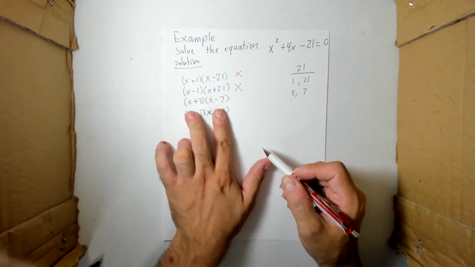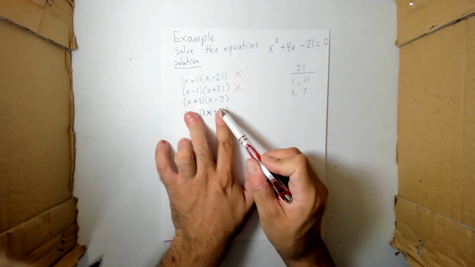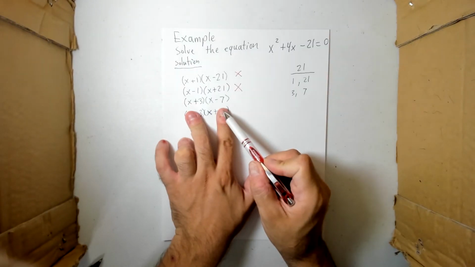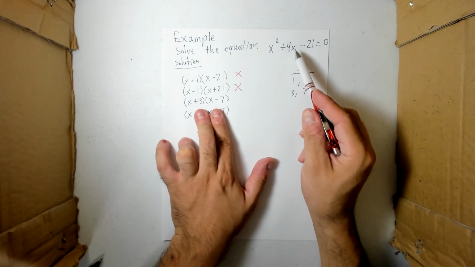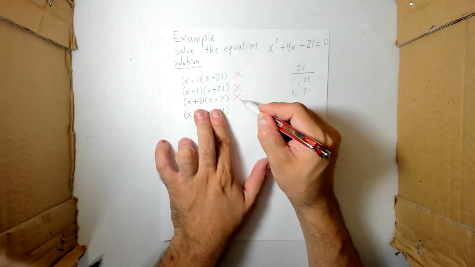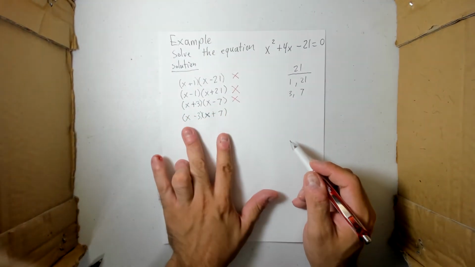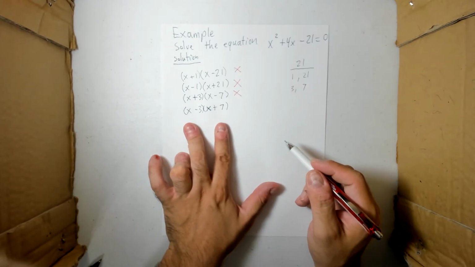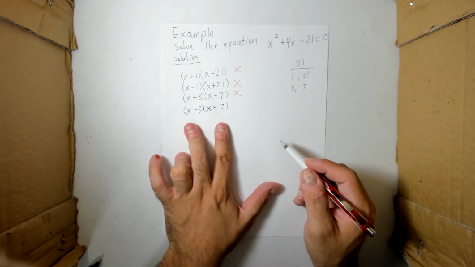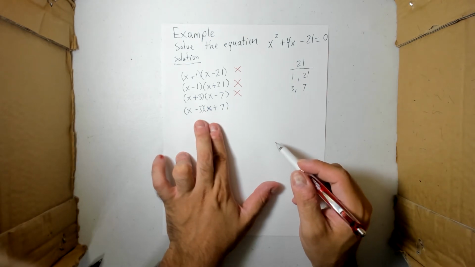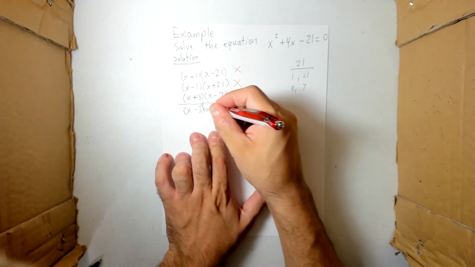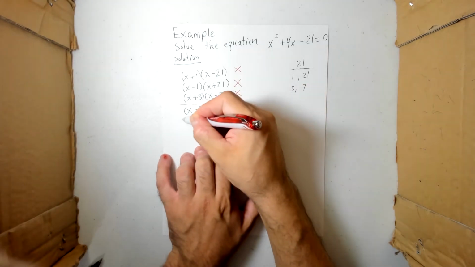Here, x times negative 7 is negative 7x plus 3x is negative 4x, not positive 4x. This one is also eliminated. But now, let's look at this. x times plus 7 is 7x minus 3x, aha, plus 4x. This, then, is our factorization.